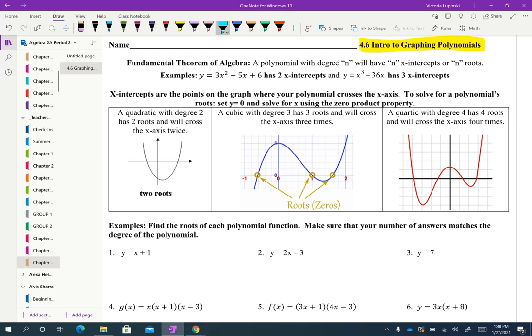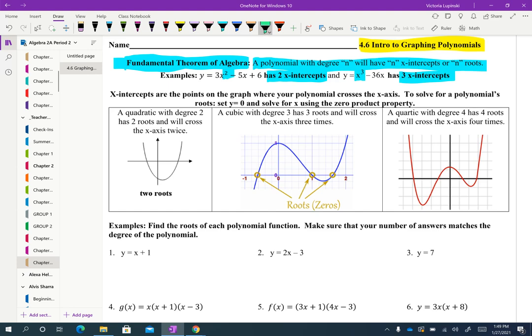So a couple things that we want to remind ourselves of first, the fundamental theorem of algebra. We have seen and heard about this a couple of different times now, but just as a reminder, a polynomial with degree n will have n x-intercepts or n roots. An example of that is, let's say that n is 2, so 3x squared. There has to be exactly 2 x-intercepts or 2 roots, whereas something like x to the third minus 36x, because that's to the third power, there has to be exactly 3 x-intercepts or roots.